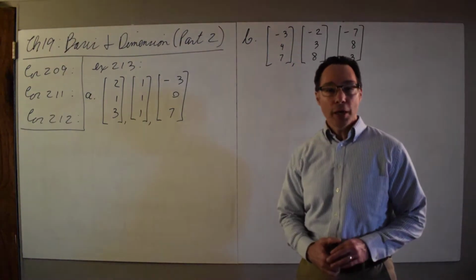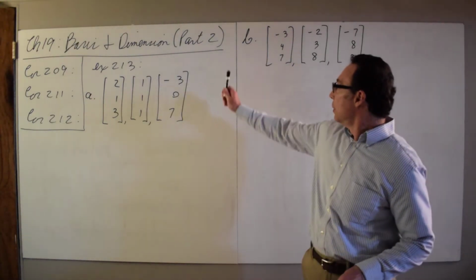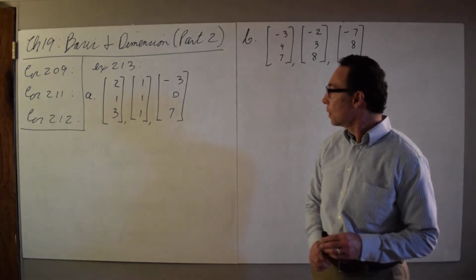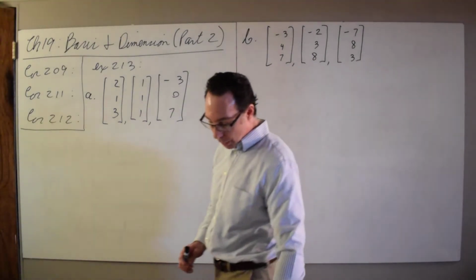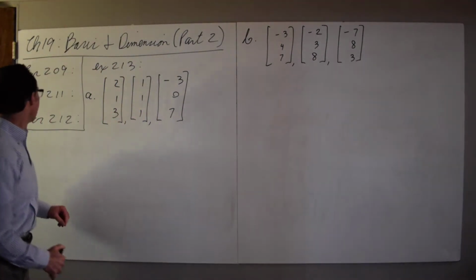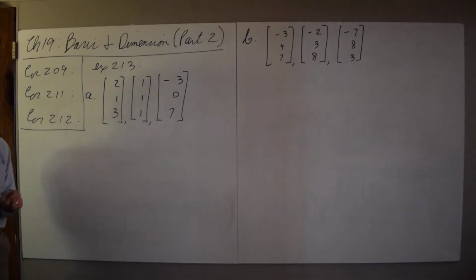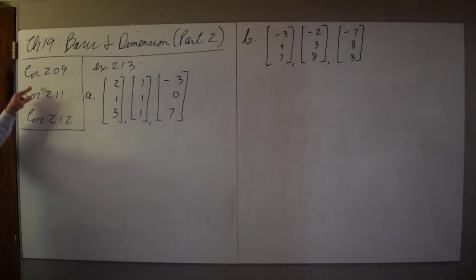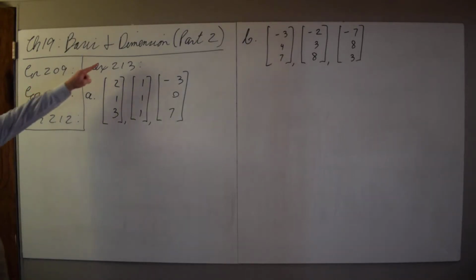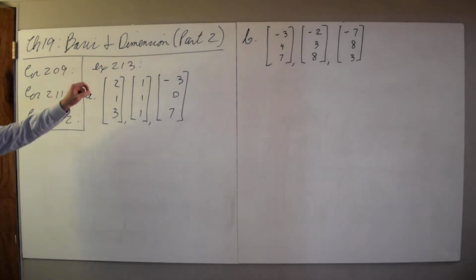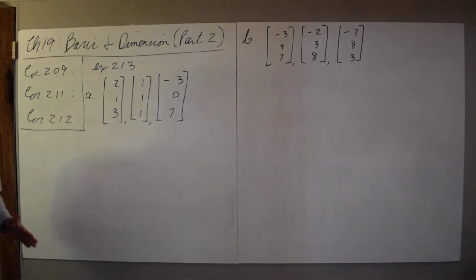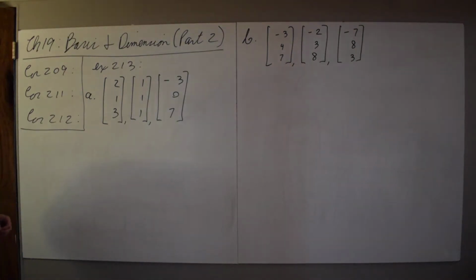This is the second video on Chapter 19, Basis and Dimension. What we want to do is focus on these three corollaries. Corollary 209 says that every basis for a vector space has the same number of elements. And if we look at definition 210, that's what the dimension of the vector space is. It's the number of elements in any basis for the vector space.